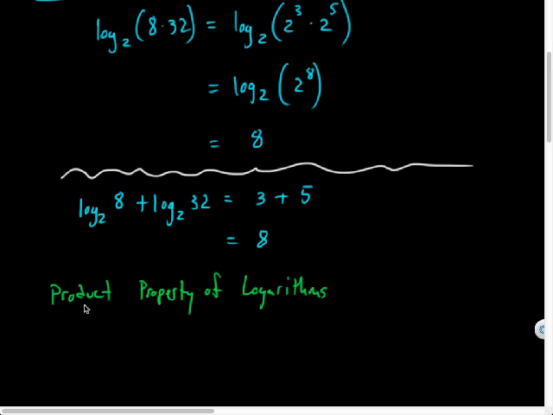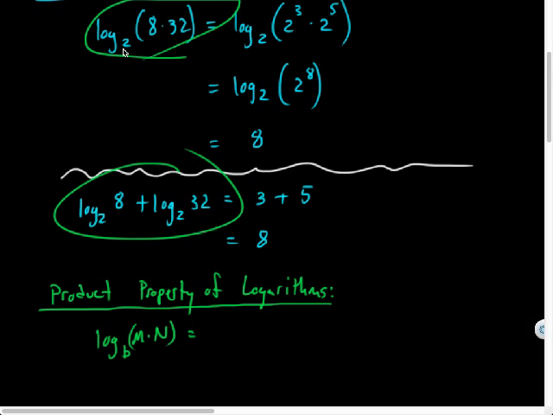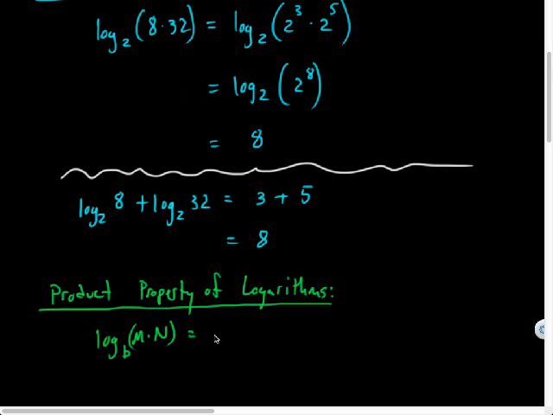The product property of logarithms. So if I have log base b of, say, m times n, the log of a product, what do you think that will be the same as, based off of our experience here? I like it. And that is, in fact, the property.